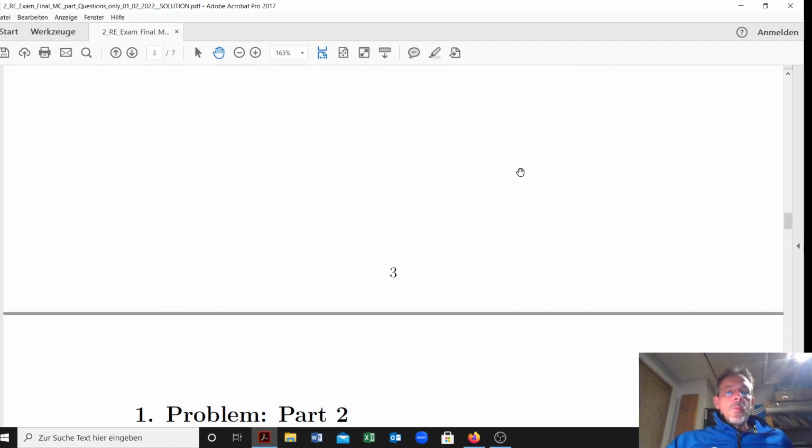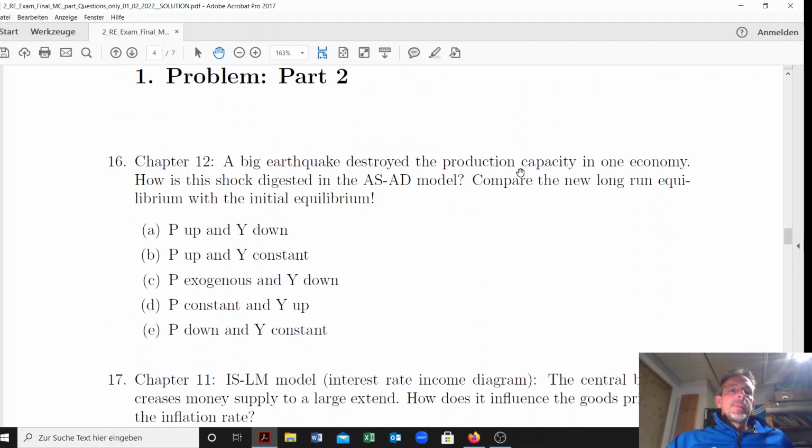Now we switch to the harder questions. Chapter 12, a big earthquake destroys the production capacity in one economy. How is the shock digested in the ASAD model? Compare the new long-run equilibrium with the initial equilibrium. So we have a negative shock on the supply side. The aggregate supply curve will shift to the left, and therefore in the end GDP will be down and the prices will be up.